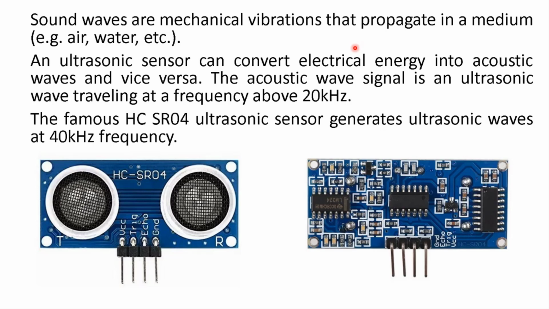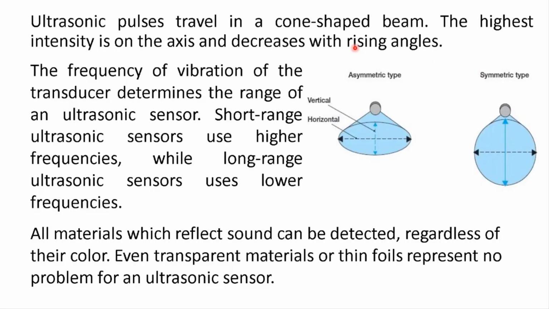The famous HC-SR04 ultrasonic sensor generates ultrasonic waves at 40 kHz frequency. Ultrasonic pulses travel in a cone-shaped beam. The highest intensity is on the axis and decreases with rising angles. Here are some examples of cone-shaped beams. We can have symmetric type beam and asymmetric type beam.